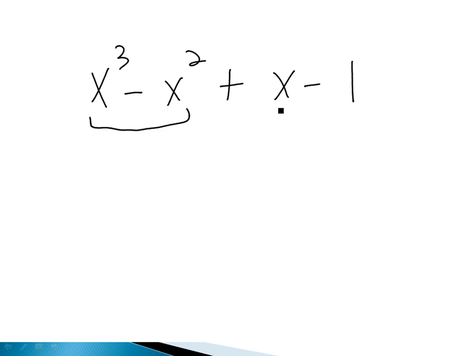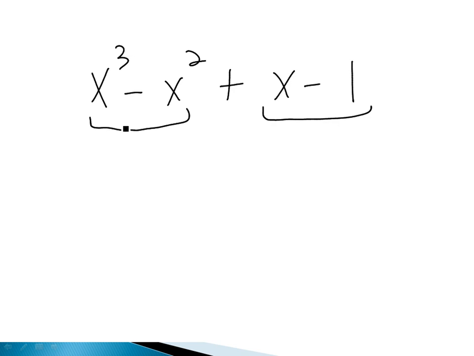Moving on. Let's try x cubed minus x squared plus x minus 1. No GCF because 1 doesn't have an x, therefore we do not have a GCF here for all 4 terms. But since we have 4 terms, let's consider factoring by grouping. Let's try to group the first 2 terms together and the last 2 terms together.